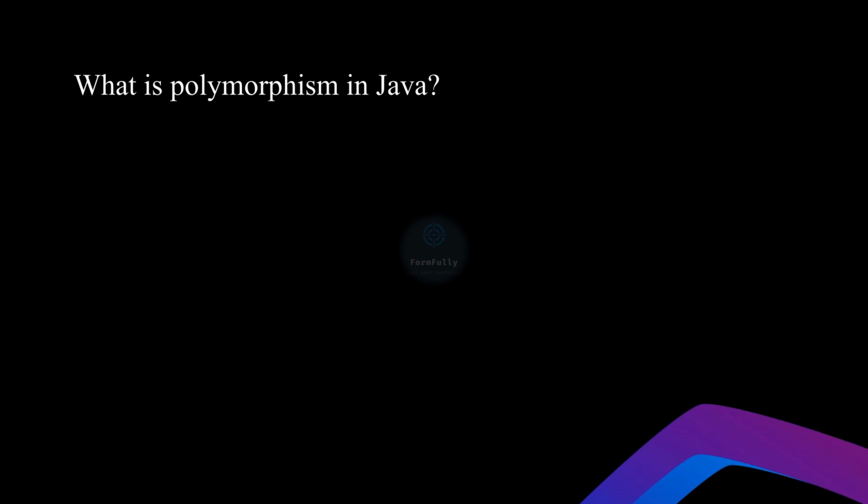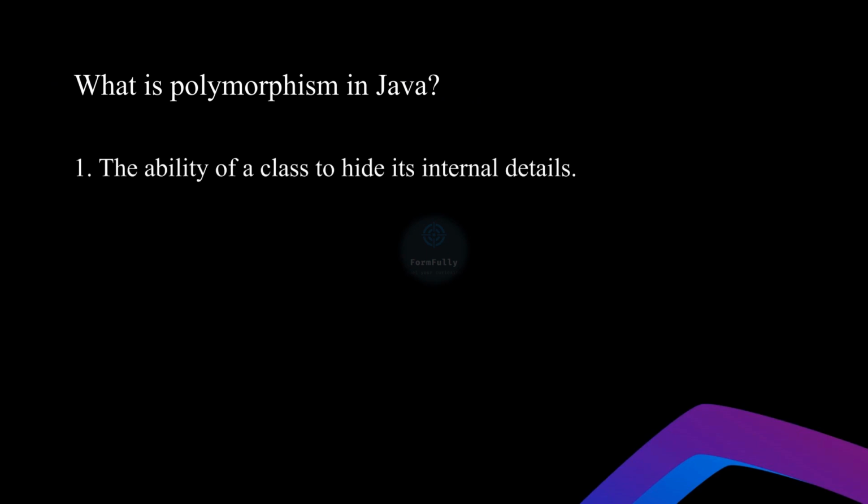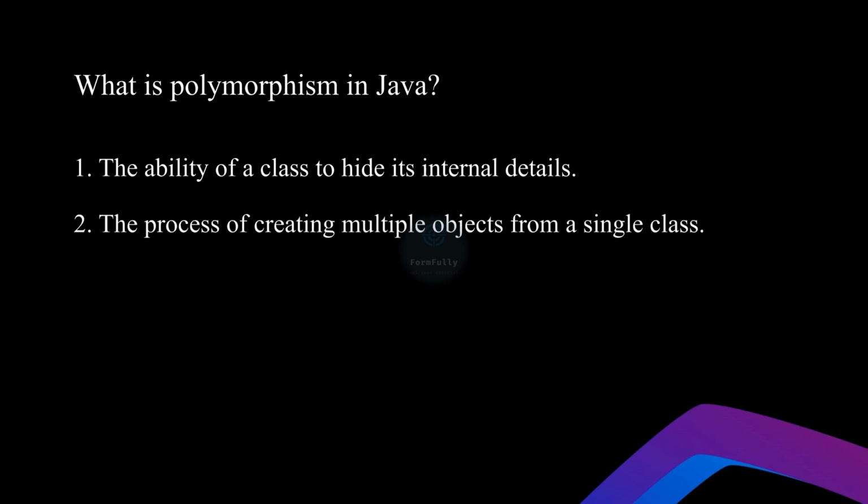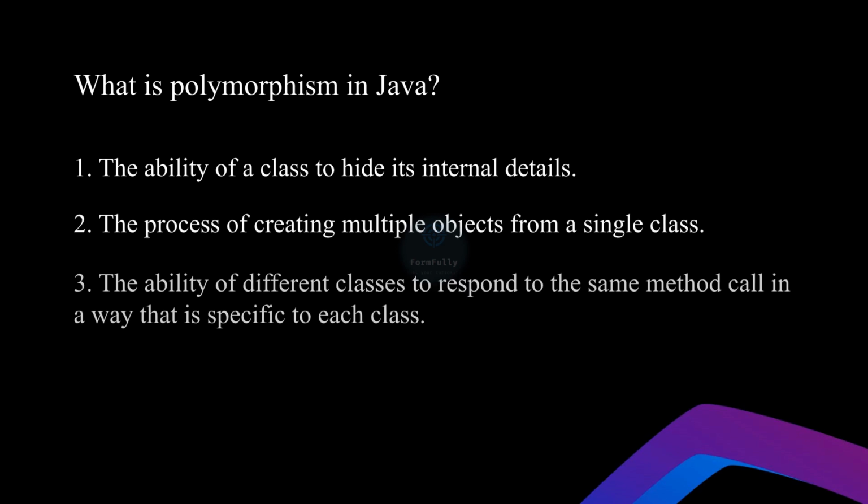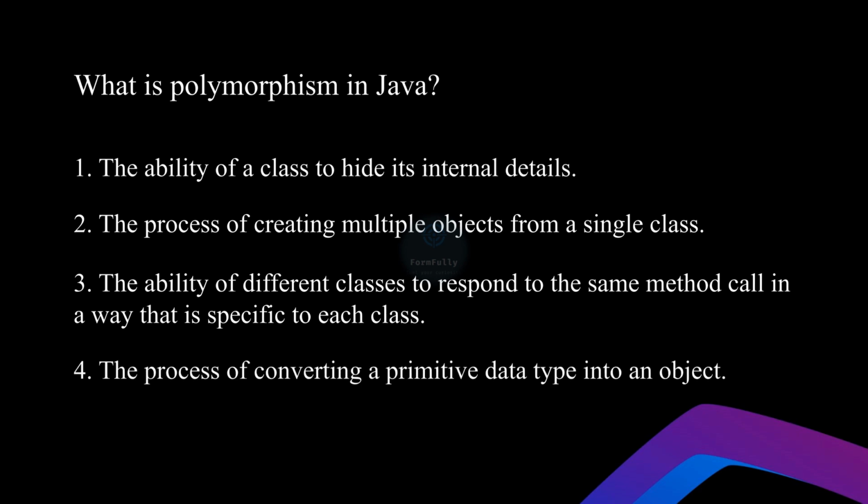What is polymorphism in Java? The ability of a class to hide its internal details, the process of creating multiple objects from a single class, the ability of different classes to respond to the same method call in a way that is specific to each class, the process of converting a primitive data type into an object.